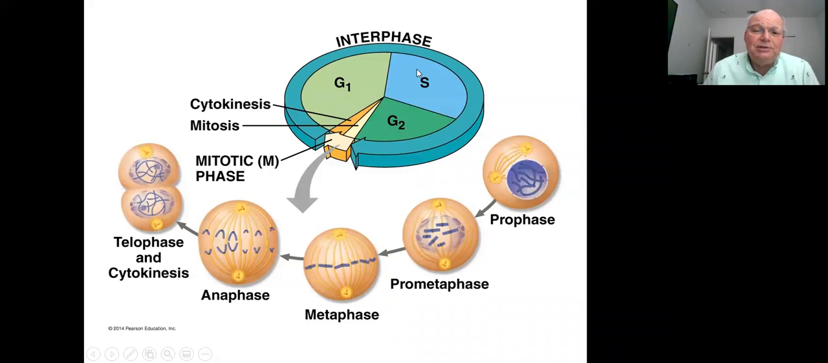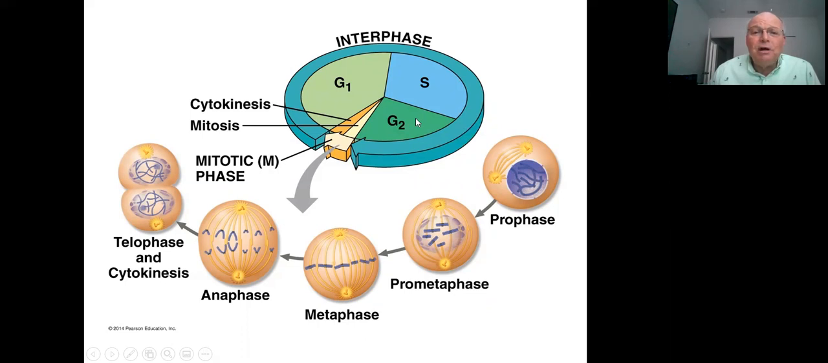Remember, S is distinguished by the fact that this is where the chromosomes are being duplicated. The amount of DNA is doubling in here. G1 is where the cell is recovering from division. Mitochondria are duplicating, chloroplasts in plant cells are duplicating, more endoplasmic reticulum, more ribosomes, lots of chemical activity going on, and that continues all the way through interphase.